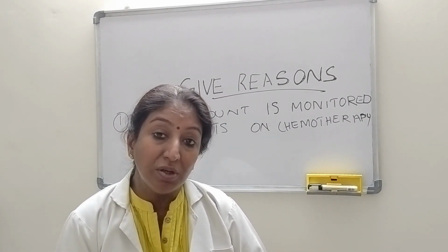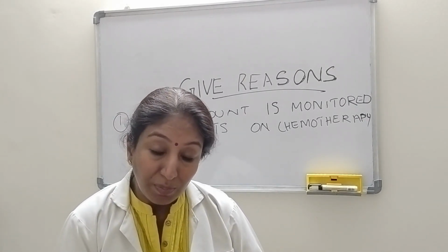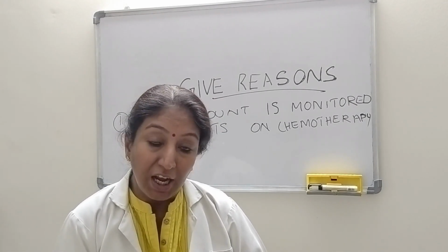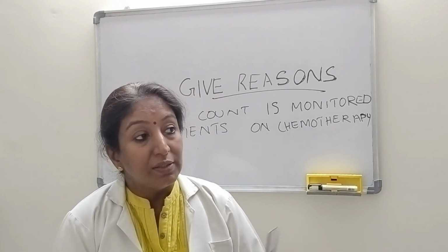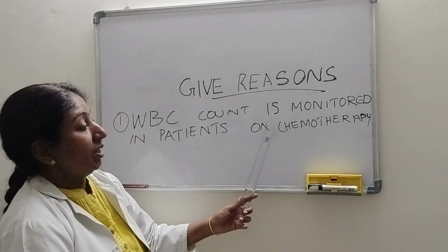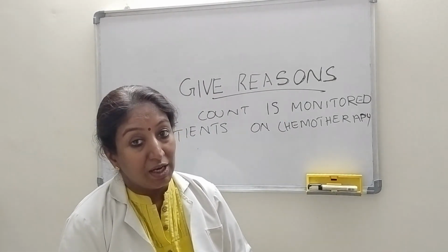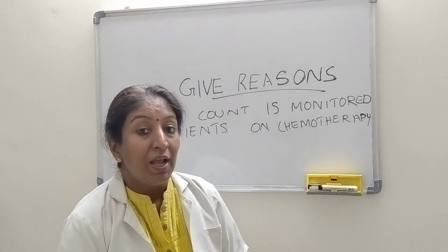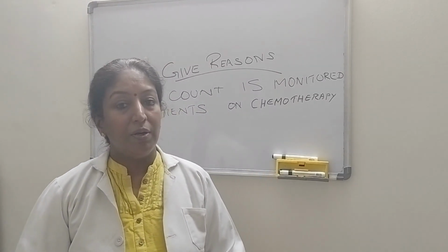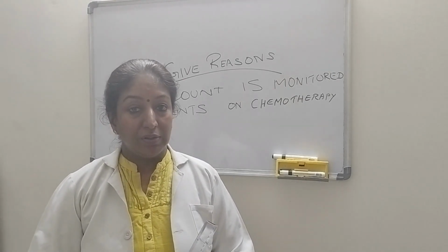Educate the patient about the importance of infection prevention, about the importance of prevention of injury, bleeding and all these things. So as the question is, WBC count is monitored in patients on chemotherapy because less WBC indicates the patient is vulnerable to infection. So we can conclude the topic. The less amount of WBC indicates there is less immunity or there is immunosuppression.